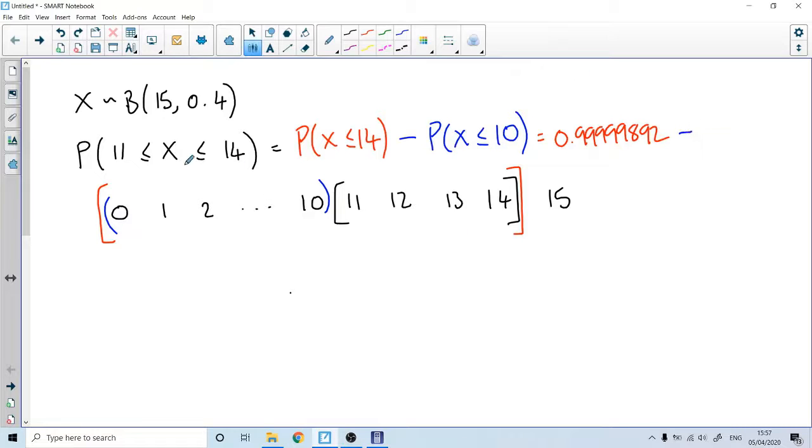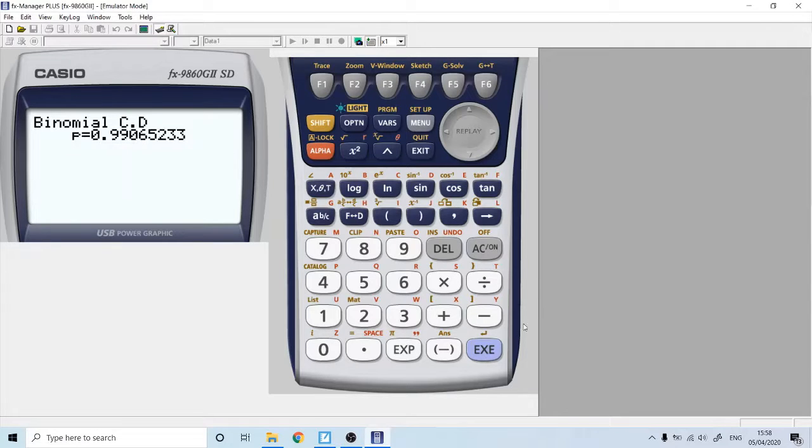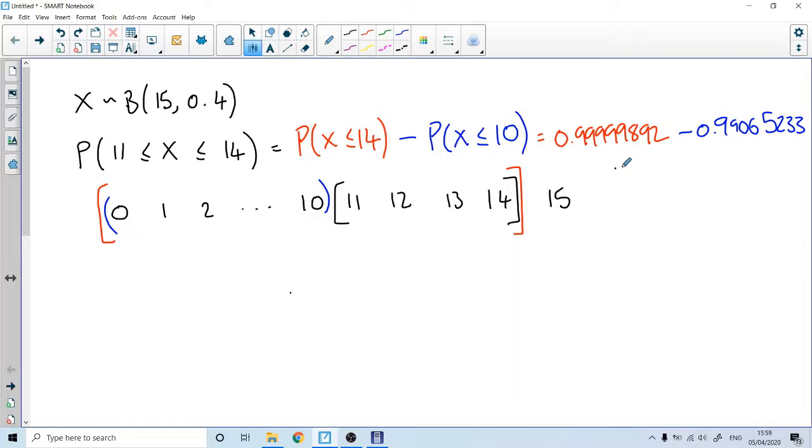Next, we need to subtract the probability of being in this region, which is less than or equal to 10. So we're just going to change that to 10. X is 10. And that's going to give us all the probability from 0 up to 10. And if we subtract those two probabilities, we get the probability of being between 11 and 14 inclusive, which is 0.00935 to 3 sig fig.